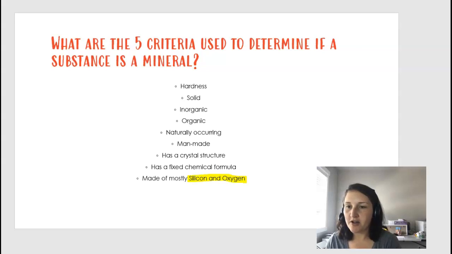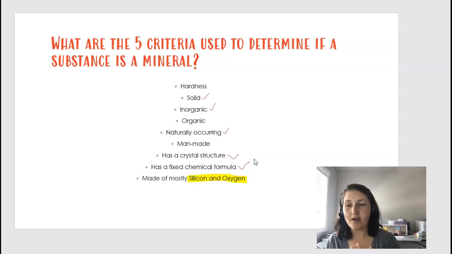What are the 5 criteria used to determine if a substance is a mineral? Let's go through and check off or highlight. We'll check off the ones that are used to determine if something is a mineral. Hardness is a feature of a mineral, but it's not used to determine whether or not it's a mineral. But minerals have to be solid, so that's one of the things that we're looking for. Minerals also need to be inorganic. That means that they don't come from living things. They're also naturally occurring. They're not man-made. They have a definite crystal structure, and they have a fixed chemical formula. So those are the 5 criteria used to determine if something is a mineral.